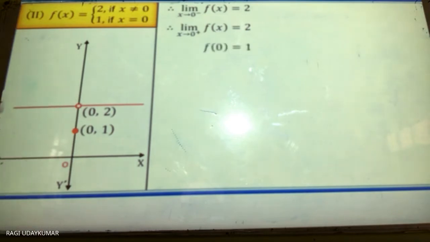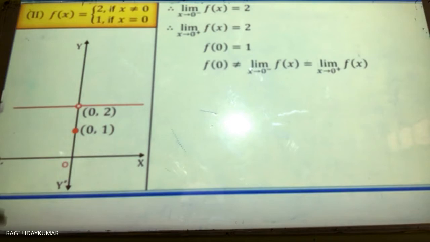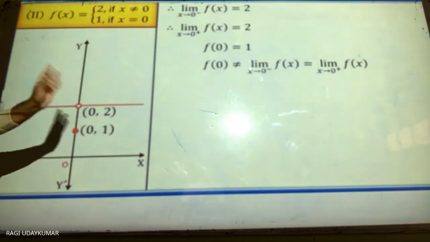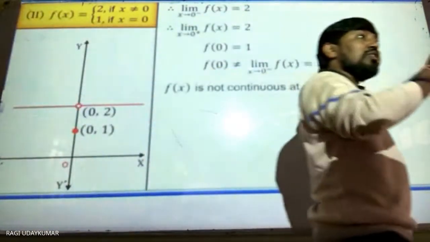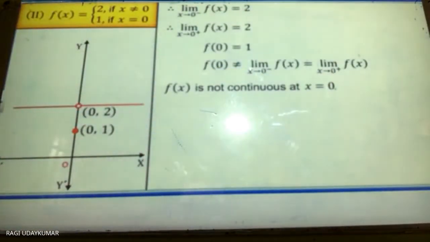Why? Because this is a very different function. Here it is given not equal to. The left hand limit is nothing but the left side of 0, and the left side of 0 is 2, the right side of 0 is 2. But at the place of 0, the value is 1. So this is another situation: the limit exists, but it is not equal to the function value at that particular point.